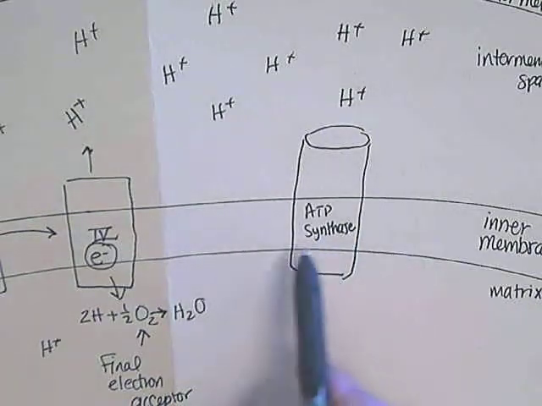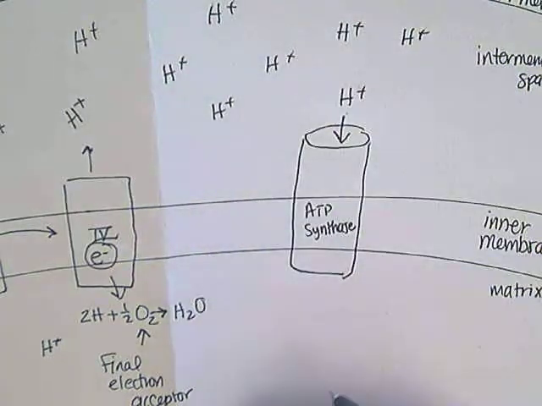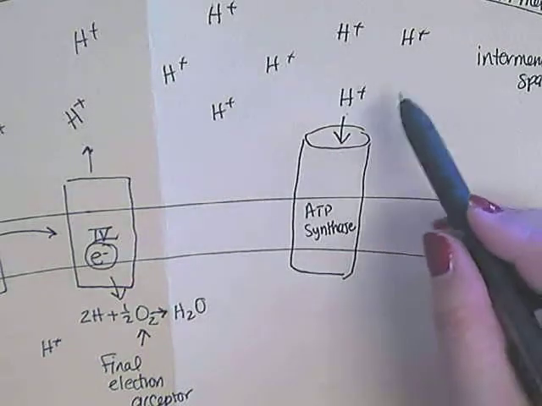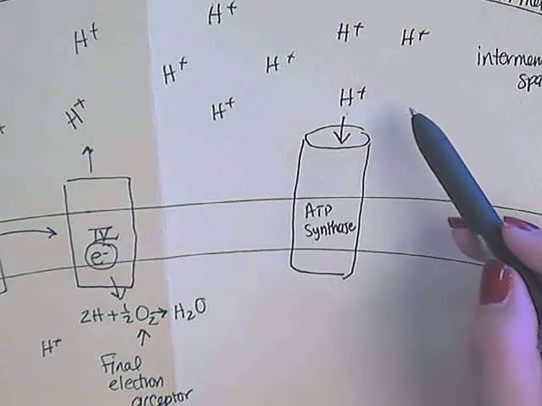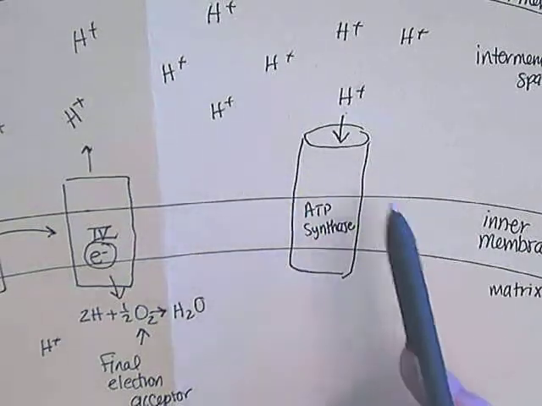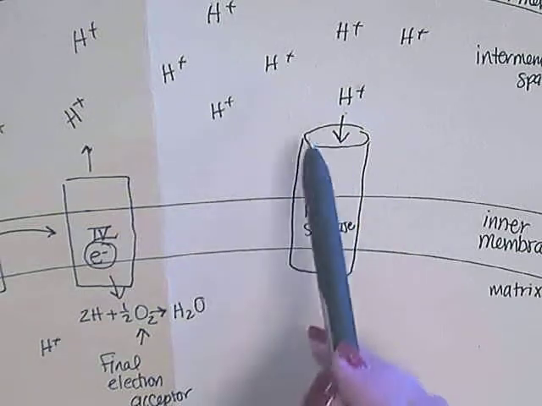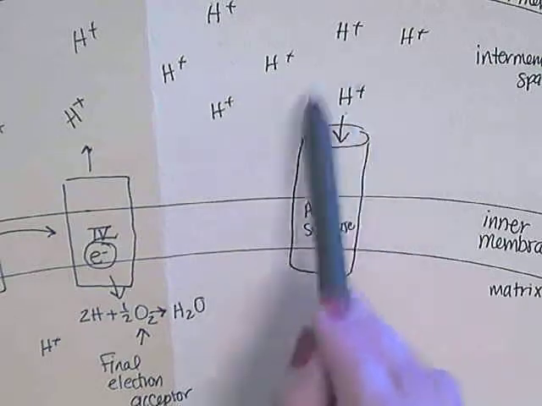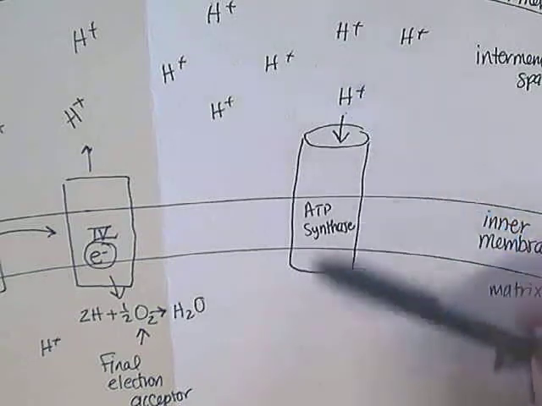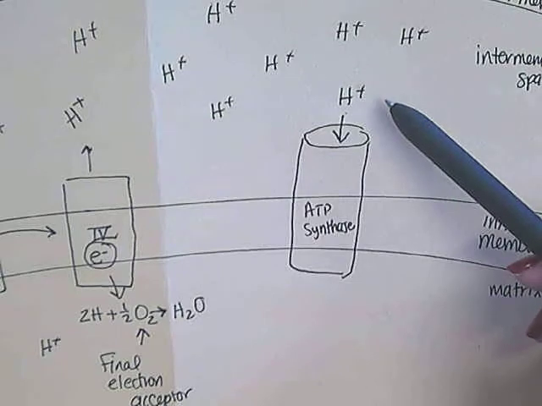Now, the reason why it spins is because hydrogen is going to move down its concentration gradient back into the matrix. So if you can imagine, the hydrogen would be the wind moving through the turbine, and as the wind moves through the turbines, it causes this to spin. And that spinning action is thanks to that kinetic energy of the hydrogen. So as the hydrogen is moving down its concentration gradient, as it's physically moving, it has kinetic energy in it, and we're going to take some of that kinetic energy.